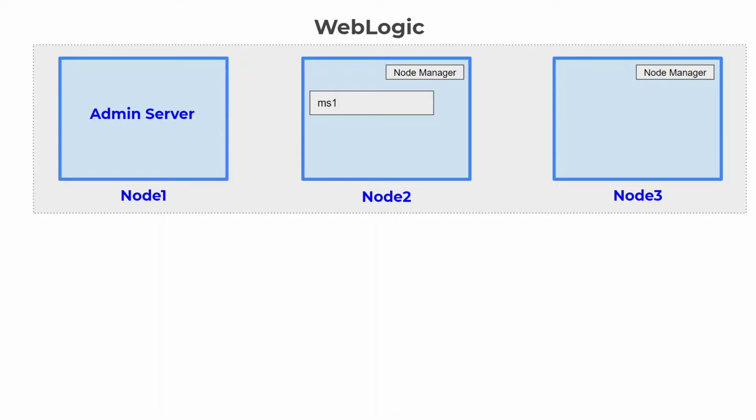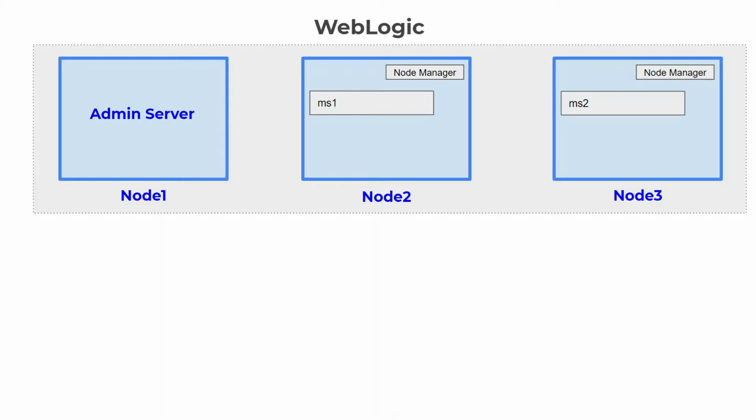MS1 is on Node 2. MS2 is on Node 3. MS1 hosts application 1 and MS2 hosts application 2. These are completely different applications.